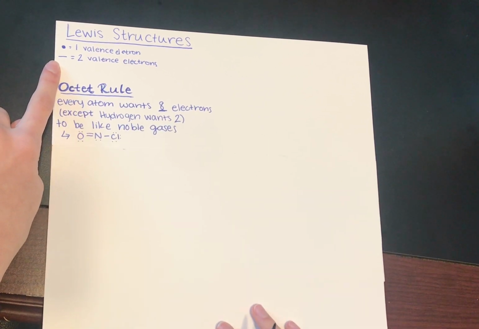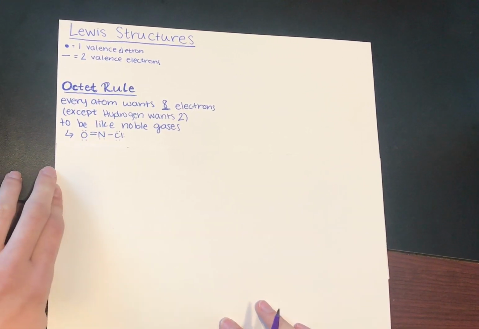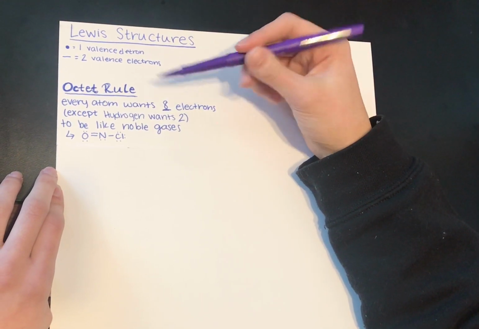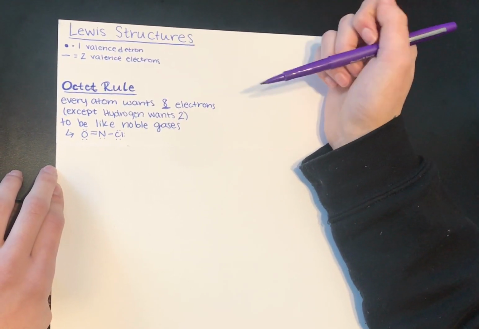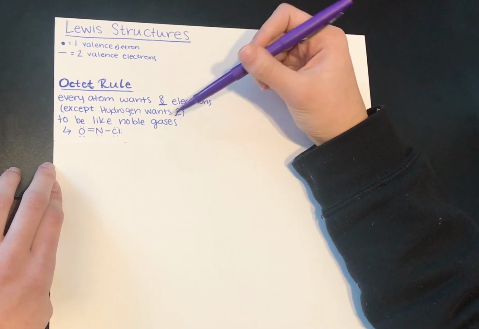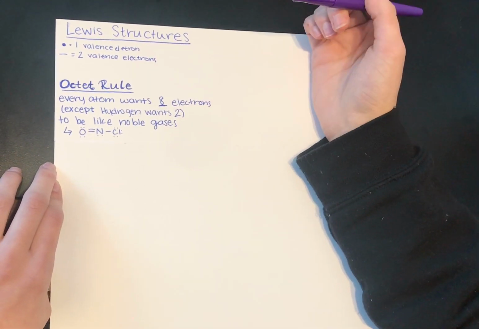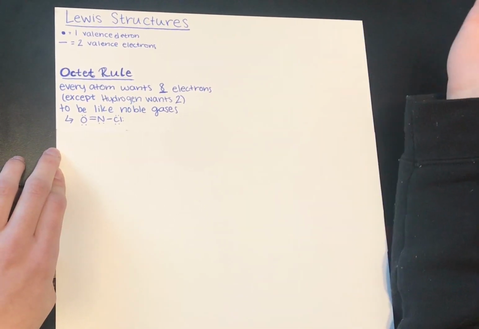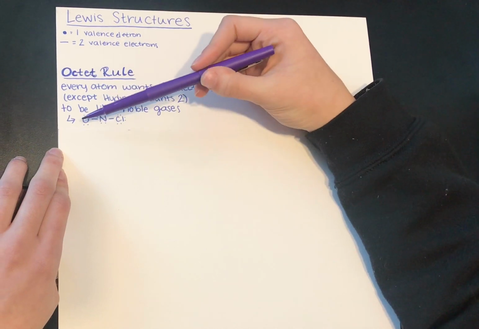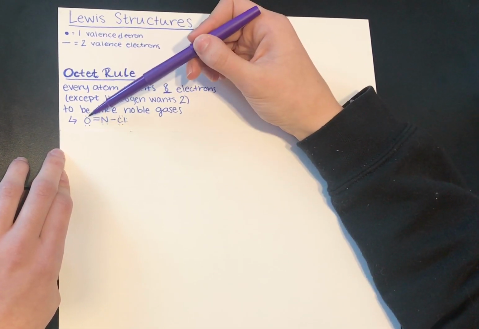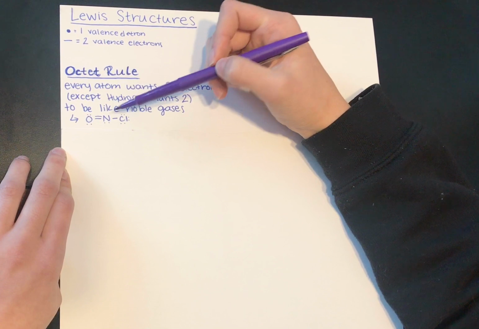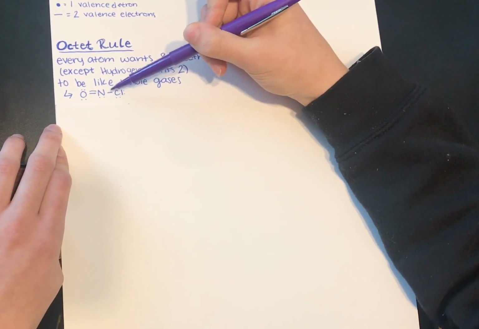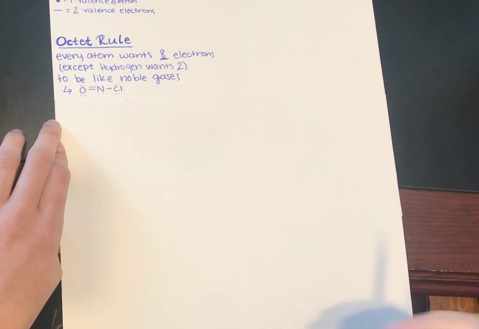One more thing that you're going to want to remember is the Octet Rule. It tells you that every atom wants 8 electrons, except hydrogen, which wants 2 because it only has 1 orbital. And every element, except for hydrogen, wants to be like a noble gas because they are the most stable, and every element wants to be stable. So here you can see that oxygen has 8 because it has 2, 4, 6, 8 electrons. Nitrogen has 8, 2, 4, 6, 8, and chlorine has 8, 2, 4, 6, 8. And those all follow the Octet Rule.